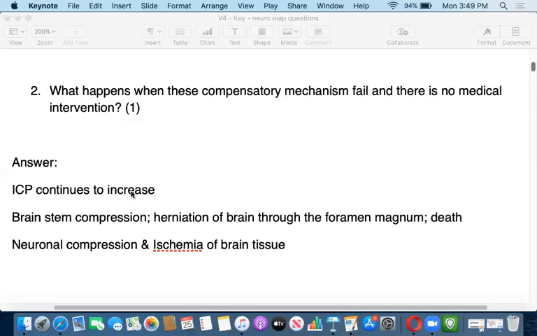And here again, you can see the answer written out under question number 2 of the in-class questions, basically just summarizing what I just showed you in the picture.